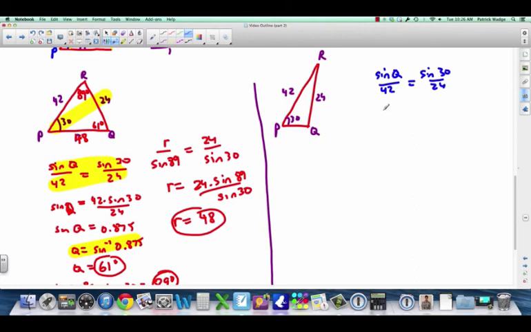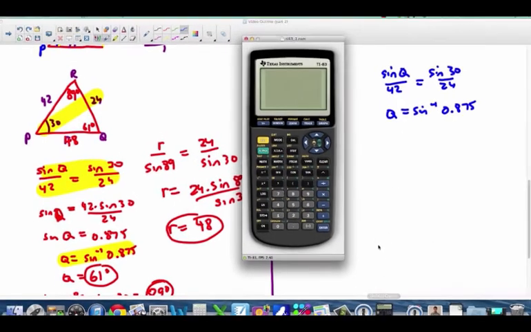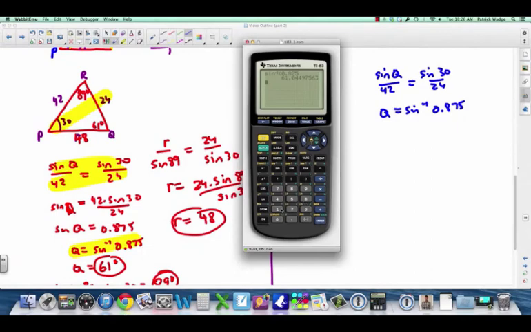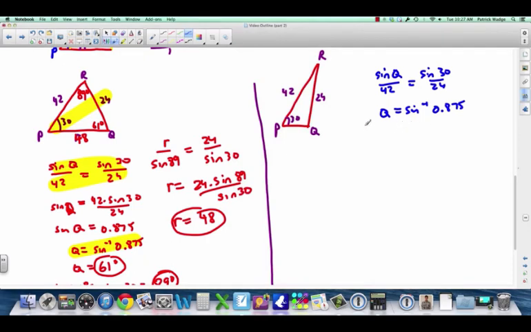You're going to end up with Q equals inverse sine of 0.875. And if you punch that in your calculator, I'll even show you, if you do second sine of 0.875, you're going to get 61 degrees, and that's exactly what we got there. I mean, I rounded it, but 61 degrees. So you might think, okay, well, I got 61 degrees again, but this could not possibly be 61. Why not? Because it's more than 180 degrees. So what the heck is going on here?